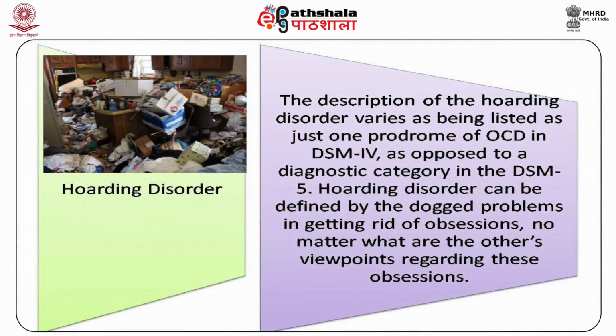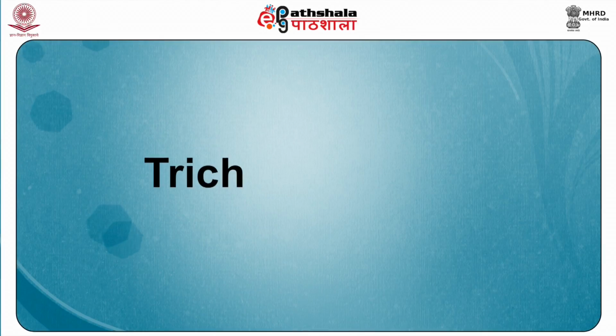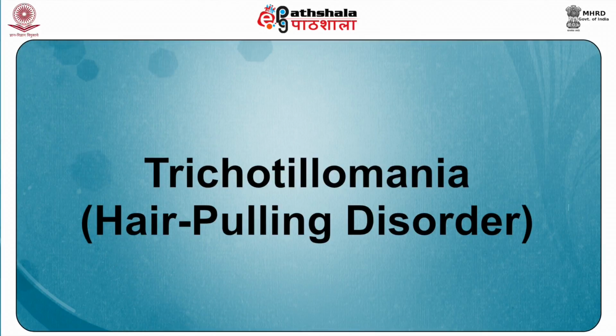The description of the hoarding disorder varies as being listed as just one prodrome of OCD in DSM-4 as opposed to the diagnostic category in DSM-5. Hoarding disorder can be defined by the persistent problems in getting rid of possessions, no matter what are the other viewpoints regarding these possessions. And next other type we have is trichotillomania, which is hair pulling disorder.